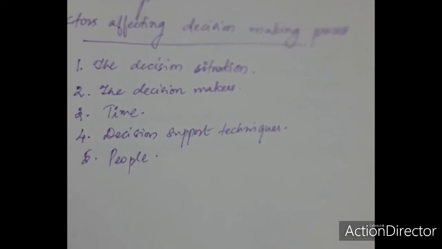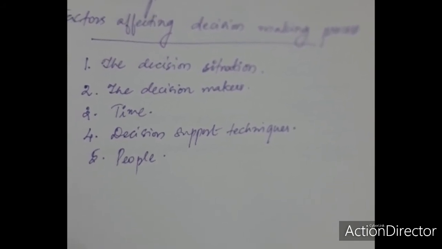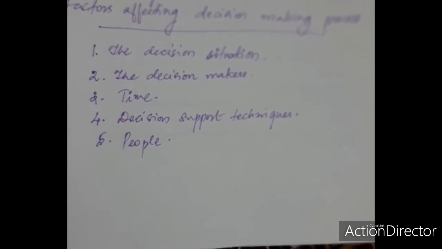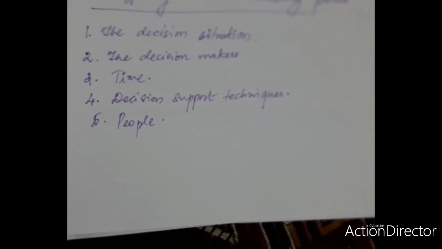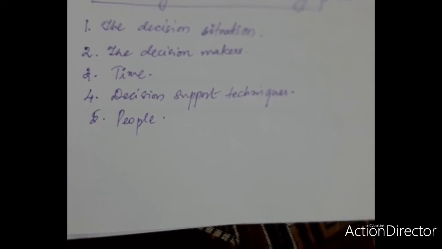So these are some points, that is 5 points, which you should be learning for factors affecting the decision making process. That is, the decision situation, the decision makers, time, decision supporting techniques, and the people affected by the decision.